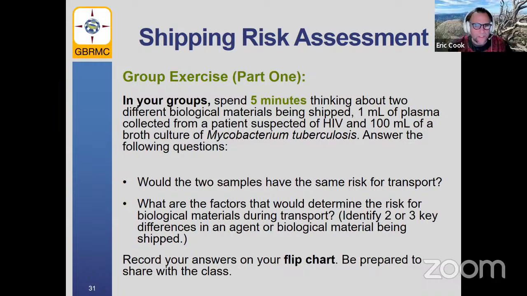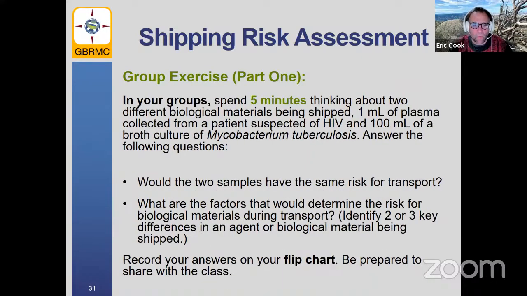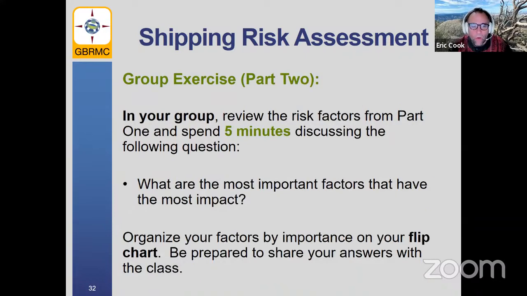So the first step is just to list the factors. What are the factors that determine how dangerous a shipment is? And then that's part 1. And then part 2, organize those factors that have the most impact. So list them by degree, which has the most impact.